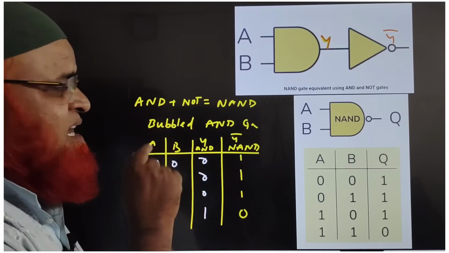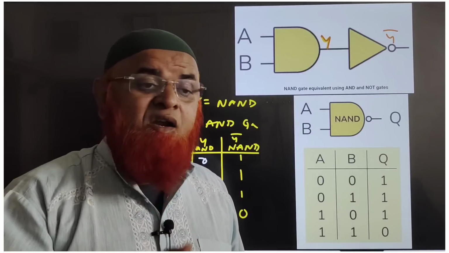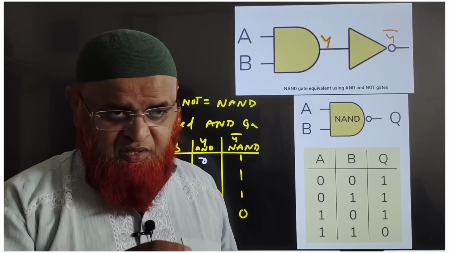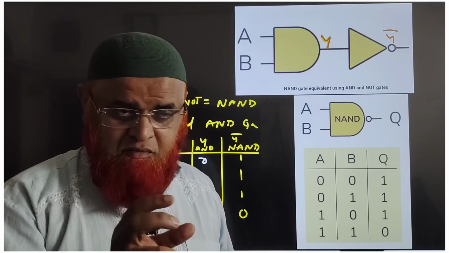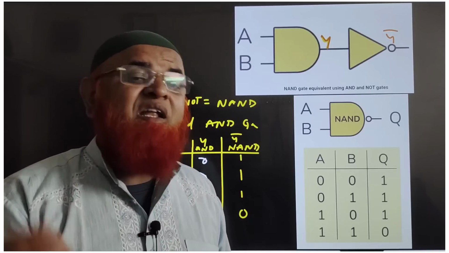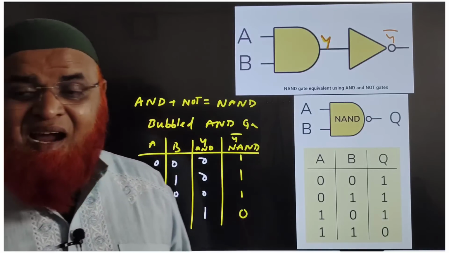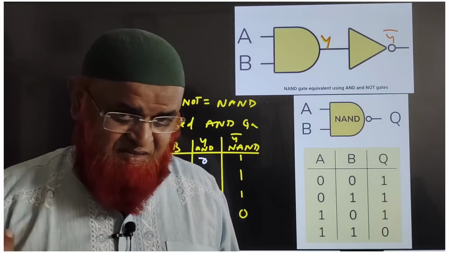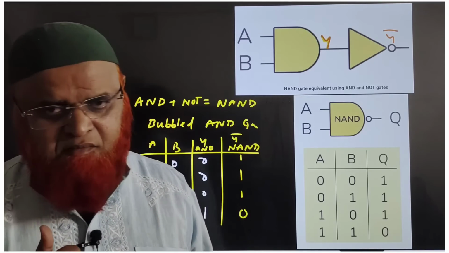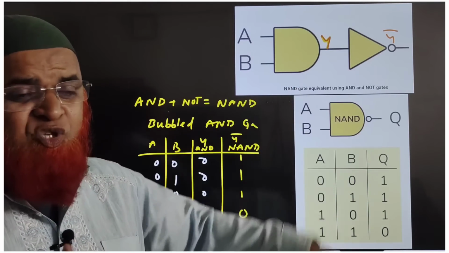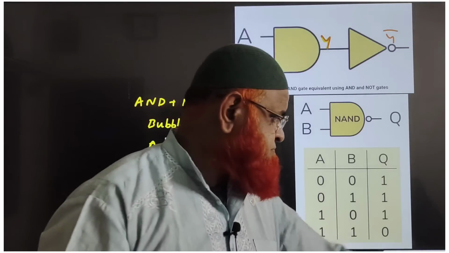See, NAND gate and NOR gate, NAND and NOR are called universal building blocks. Why are they universal building blocks? Because by using NAND and NOR we can construct other gates. You can make any gate by taking these two gates, NAND and NOR.